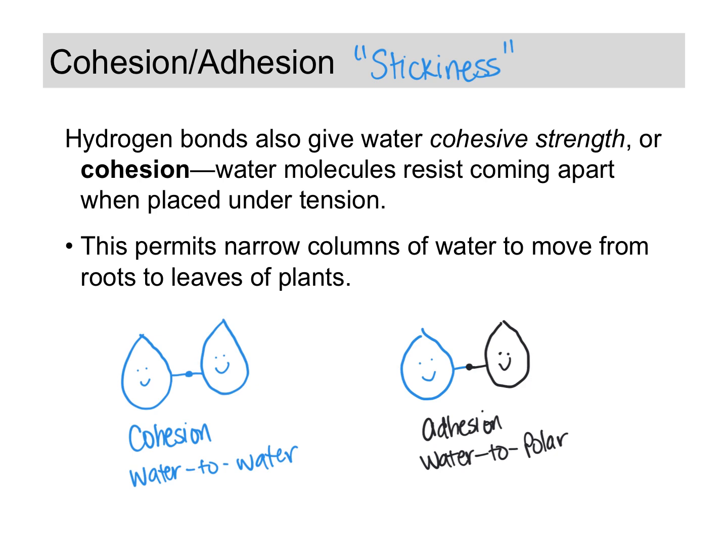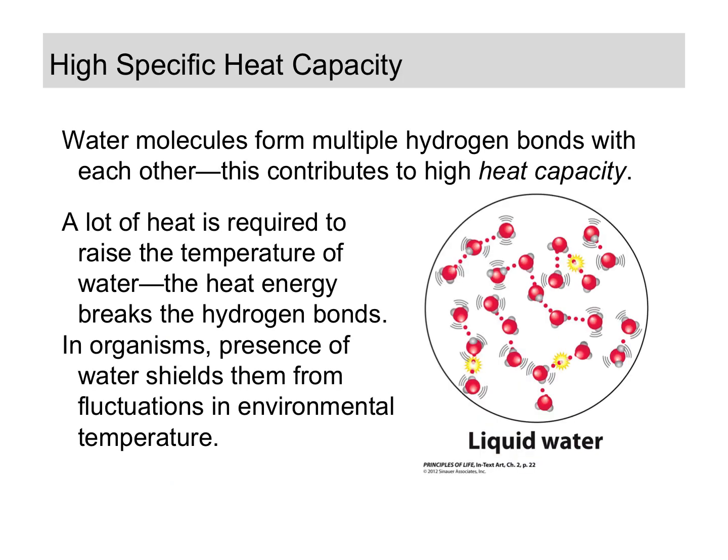Either way, the stickiness is due to the hydrogen bonding between the water, which is polar, and something else that is polar as well. Water molecules form multiple hydrogen bonds with each other, and this contributes to what is known as the high heat capacity. A lot of heat is required to raise the temperature of water. That is because the heat energy that is being input is being used to break the hydrogen bonds between the molecules. In organisms, the presence of water helps shield them from fluctuations in environmental temperatures.